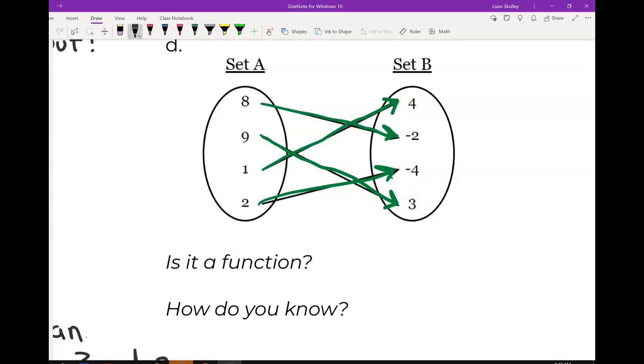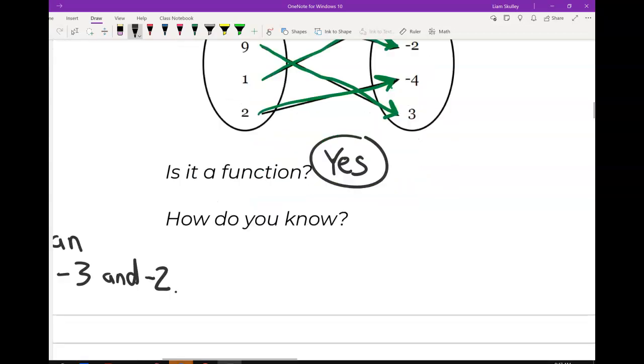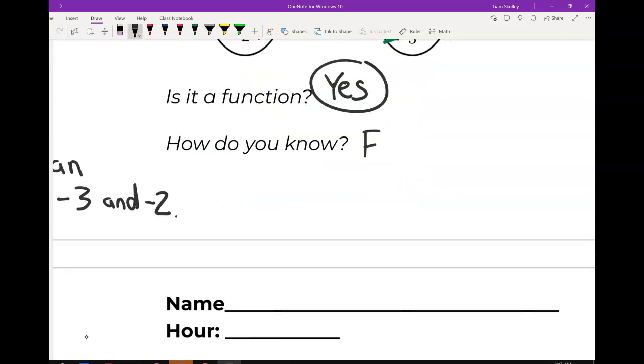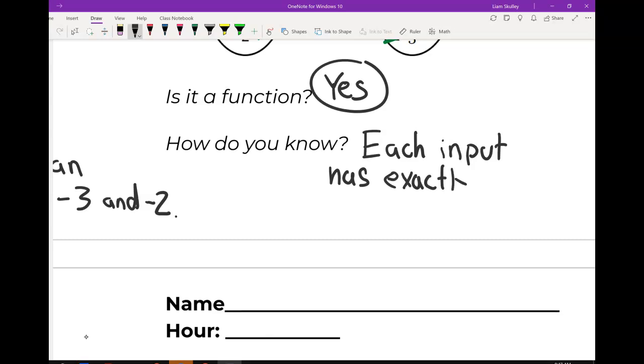So each input has exactly one output. So we say yes. And then we use our handy dandy phrase. Each input has exactly one output.